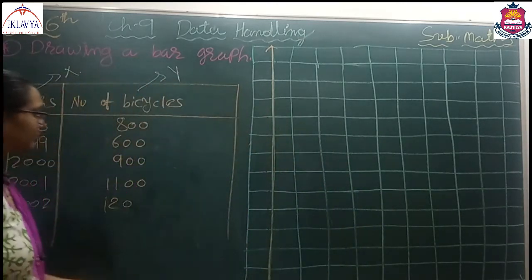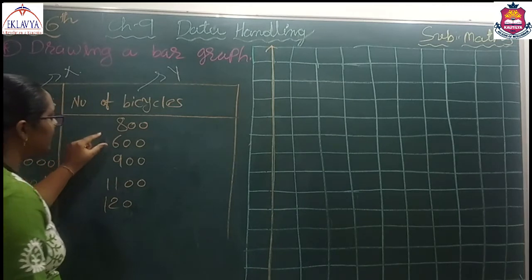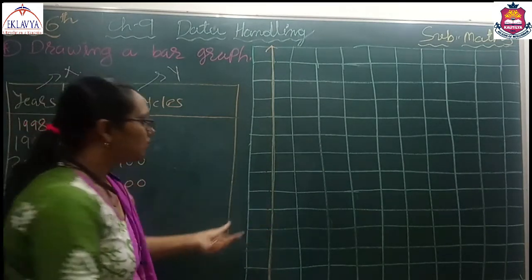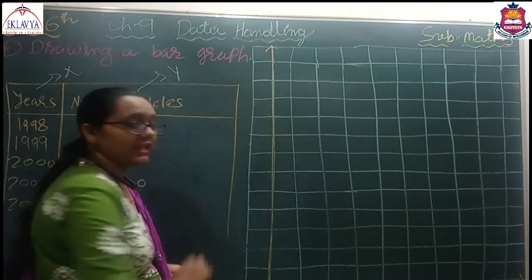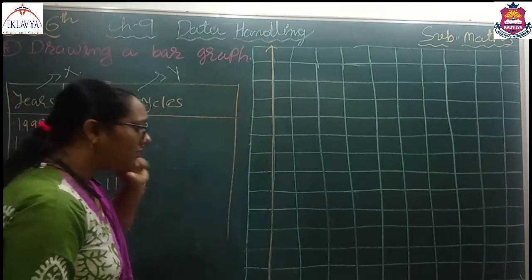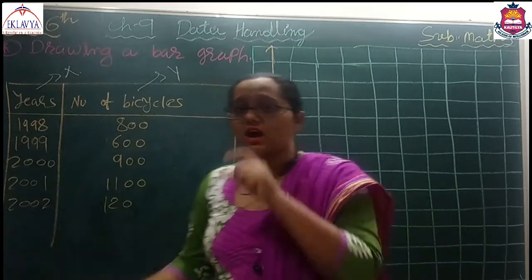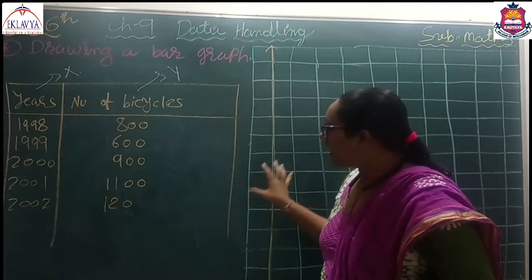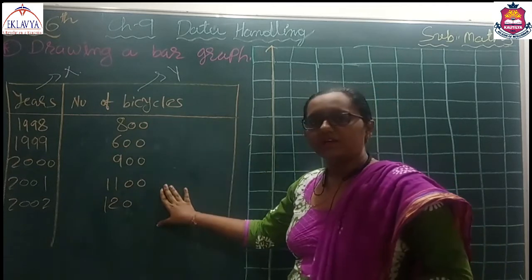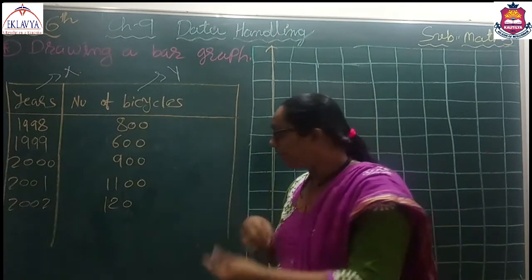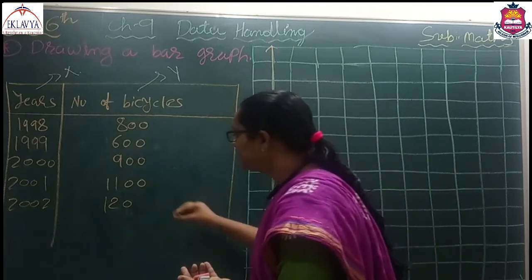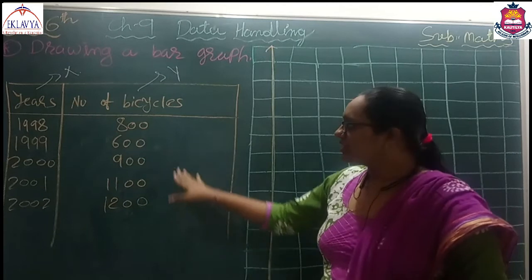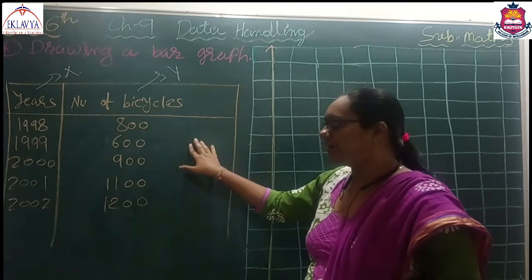Now here, 800, 600, 900, this type of data is given. On the y-axis I always say how to choose the scale. This is called scale. We have to decide it from the data. We have to see what the data is a multiple of. Now these are all multiples of 100: 800, 600, 900.